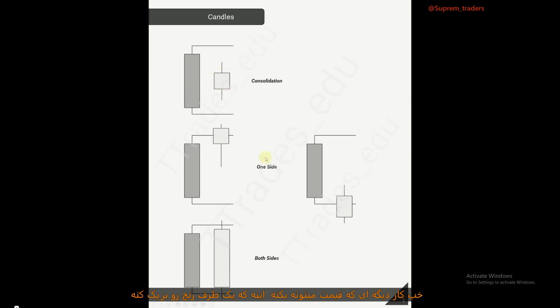Now, the next thing price can do is take out one side of the range. For example, here, price takes out buy side liquidity, but does not reach for sell side liquidity. Similarly, over here, price takes out sell side liquidity, but does not take out buy side liquidity. So this is a one-sided or directional move.